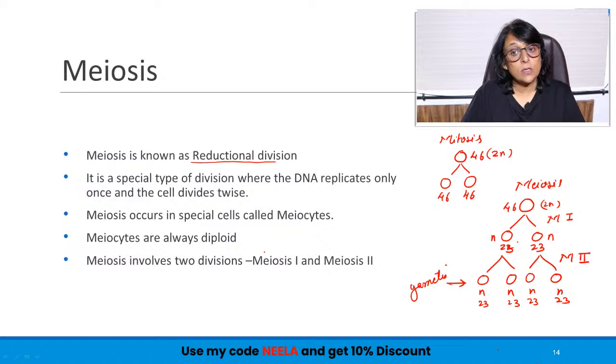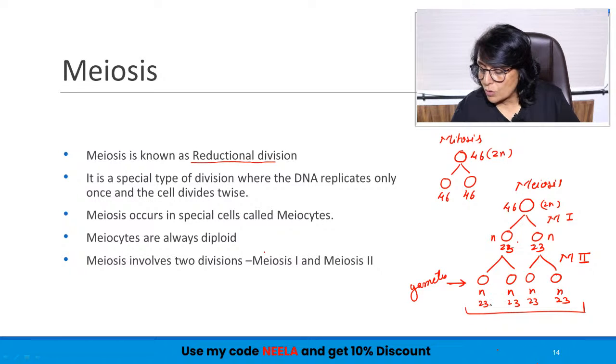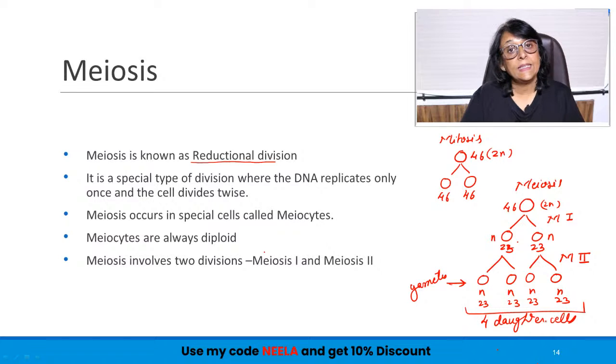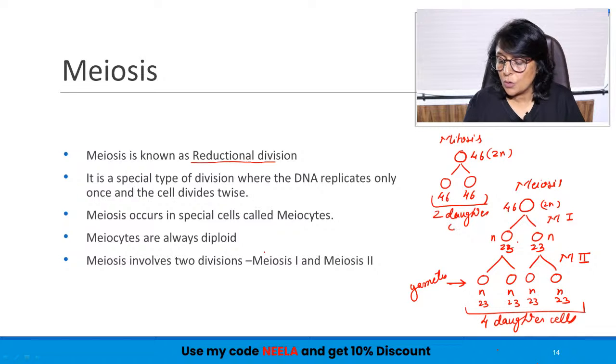So in meiosis, there are 4 daughter cells, and in case of mitosis, there were only 2 daughter cells. These points would help us understand the difference between the two divisions.